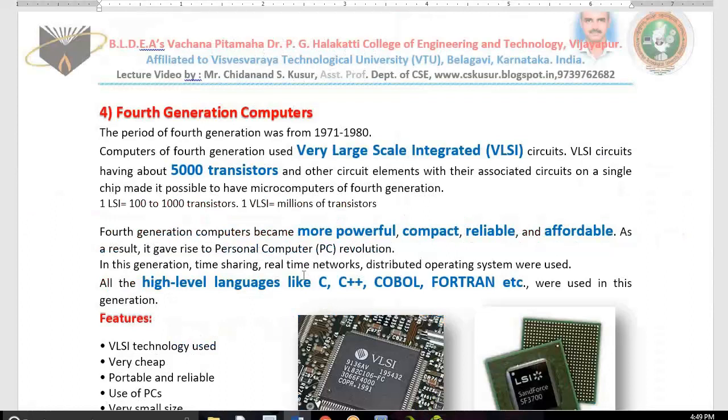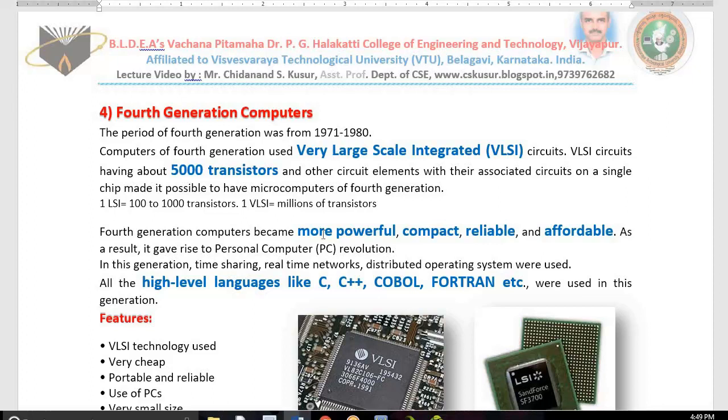Next one is fourth generation computers, 1971 to 1980. Very large scale integrated circuits were introduced. VLSI has about 5000 transistors and other circuit elements with their associated circuits on a single chip. One LSI, large scale integrated, is equivalent to 100 to 1000 transistors. One VLSI, millions of transistors. These machines were more powerful, compact, reliable and affordable, and it gave rise to personal computers, so that we can purchase our own computer to do our calculations.